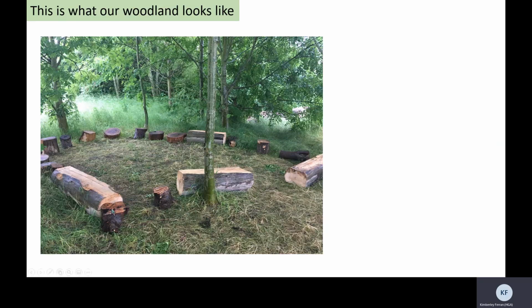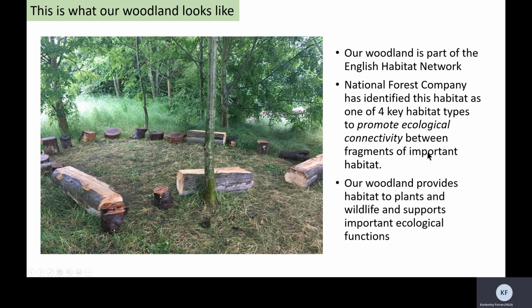This is what our woodland looks like. You can see that we've carved out a little piece of the woodland for use as the forest school for the primary. Our woodland is part of the English Habitat Network. It has been identified as one of 4 key habitats that promote ecological connectivity. Again, that concept is very important, that we have connected habitats that provide places for all of our wildlife and our plants to live. So they connect all the fragments of habitat, and our woodland provides habitat to plants and wildlife and supports important ecological functions.